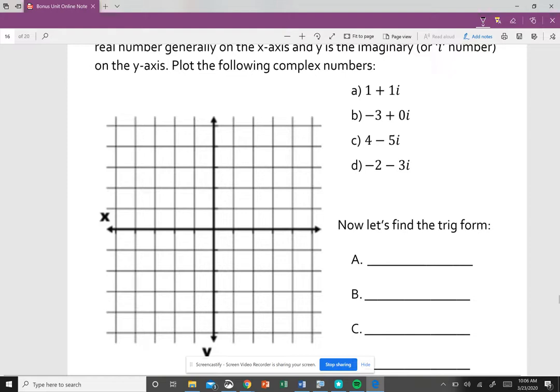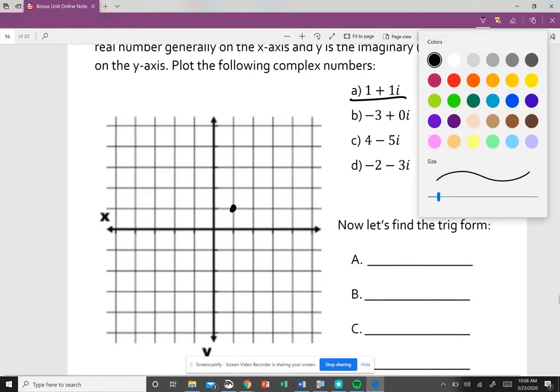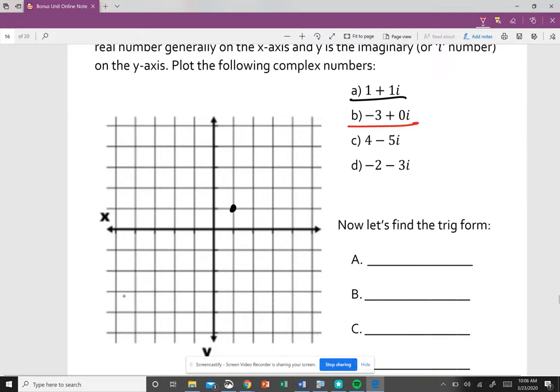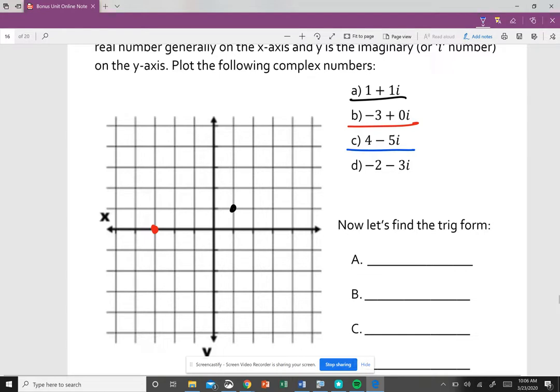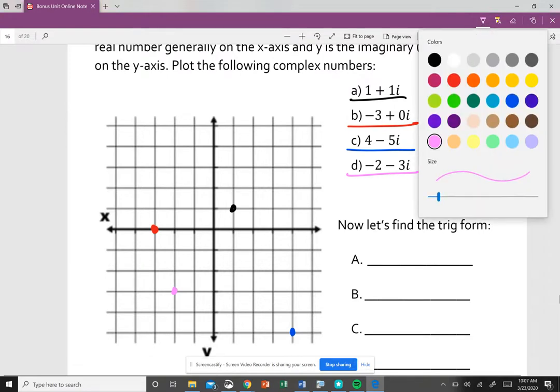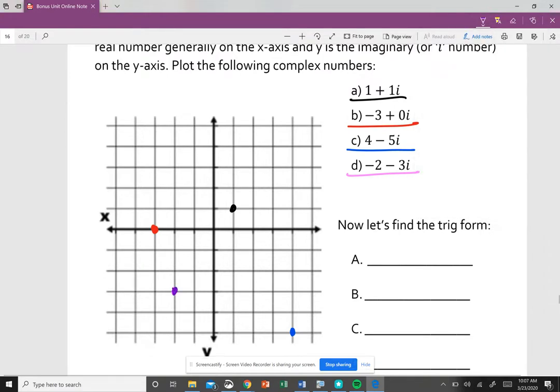All right. So now remember, if I was to plot this complex number, so I'm going to do A in black. So if I was to go over 1, up 1, that would be right there. And I'm going to do B, kind of this reddish color. So that would be -3 up 0. That would be that point right there. And then C, going to do in this blue, is going to be over 4 down 5, which is this point right here. And then I'm going to do D in kind of this pink color. It's -2, -3. So this point right here. I don't like that color as much as I thought I would. I'm going to do this purpley color. There we go. I like that one a little more.